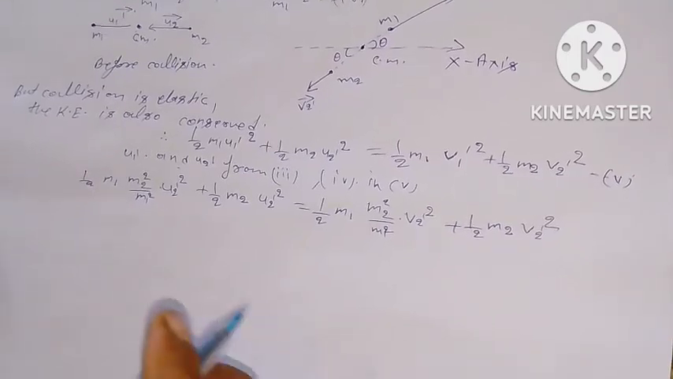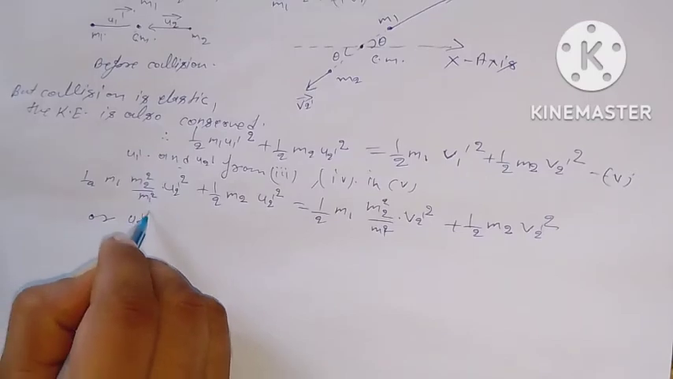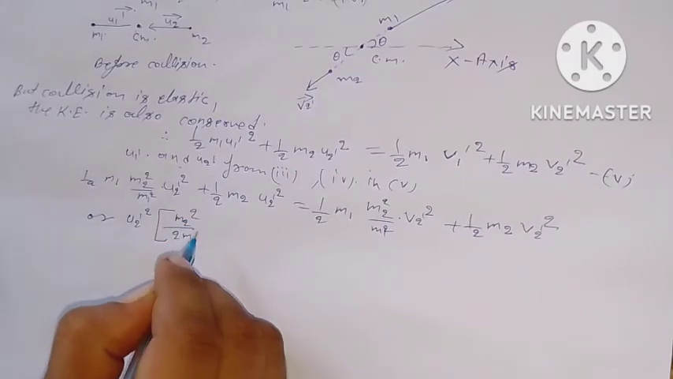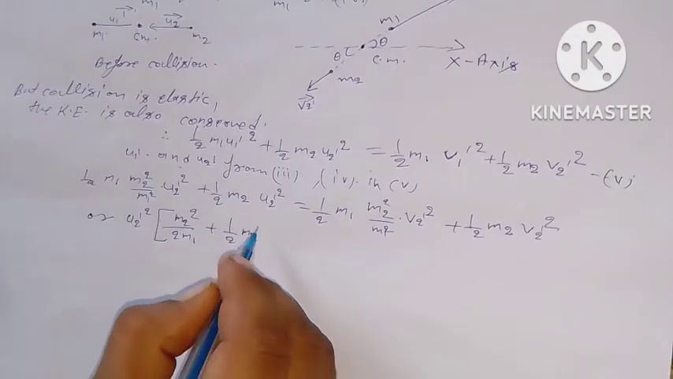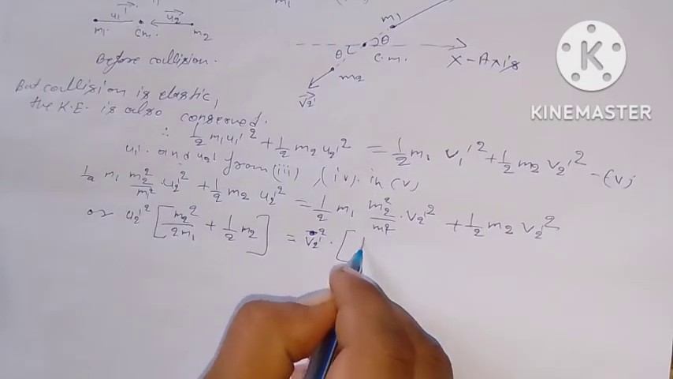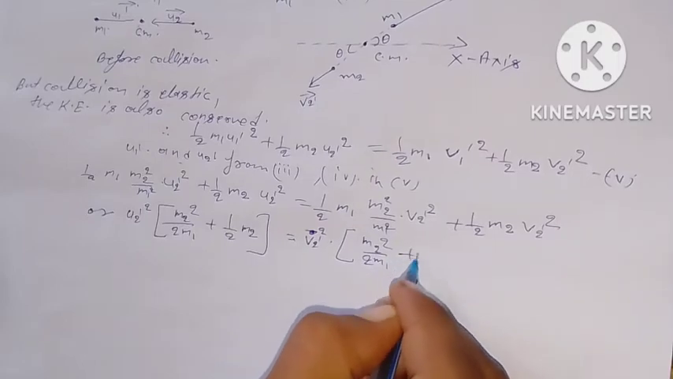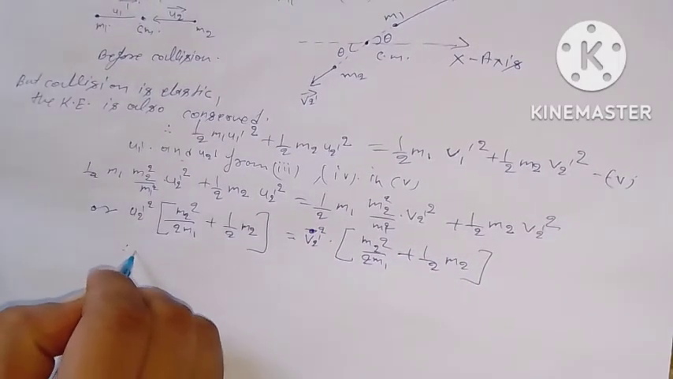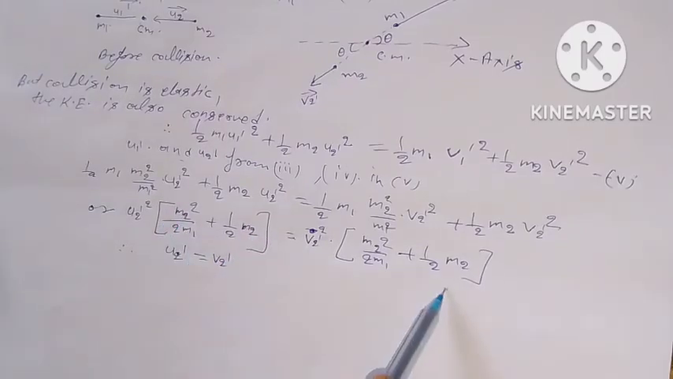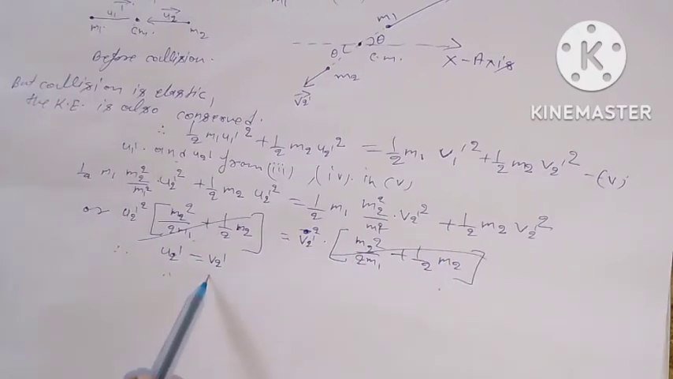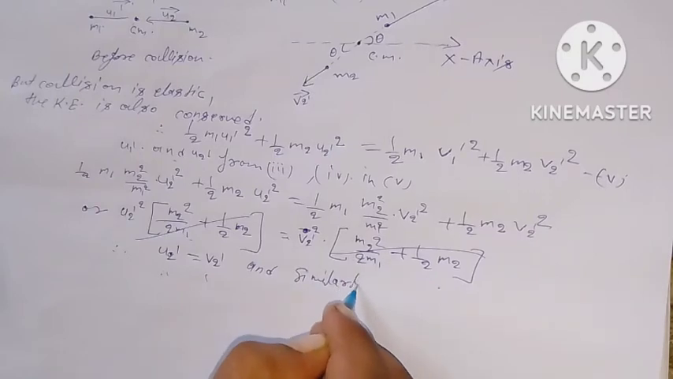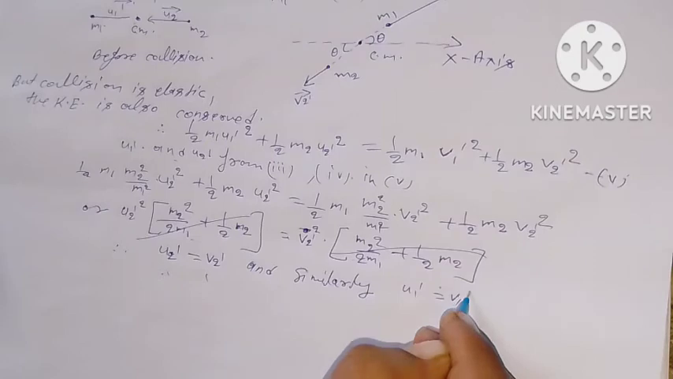So u2' square times (m2 square upon 2 m1 plus 1 upon 2 m2) equal to v2' square times (m2 square upon 2 m1 plus 1 upon 2 m2). The brackets are equal and cancel out. This shows u2' equal to v2', and similarly u1' equal to v1'.